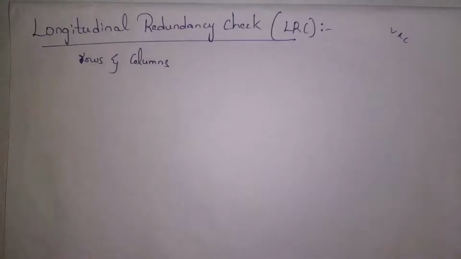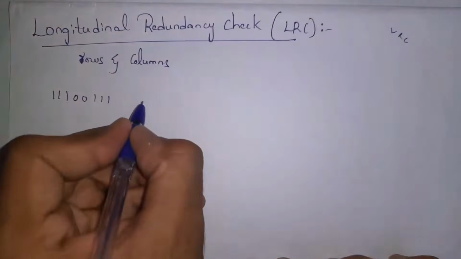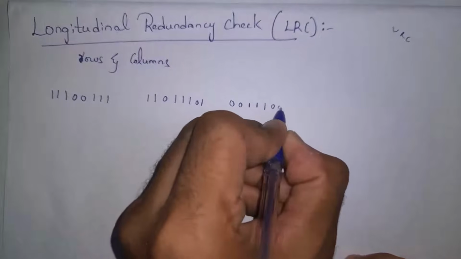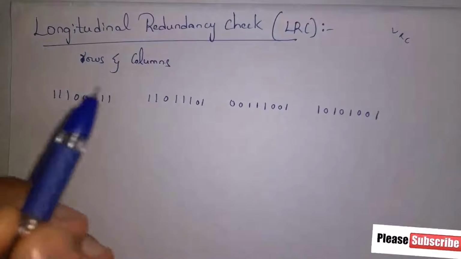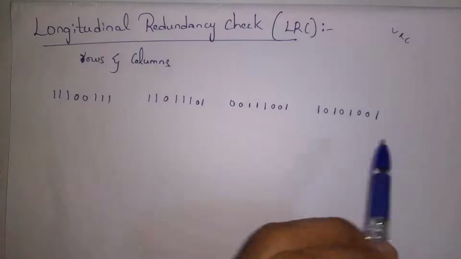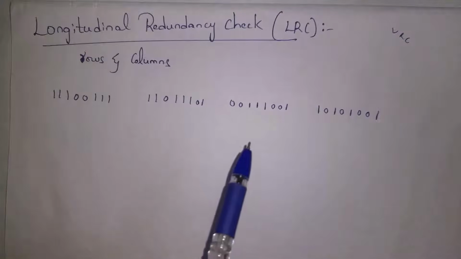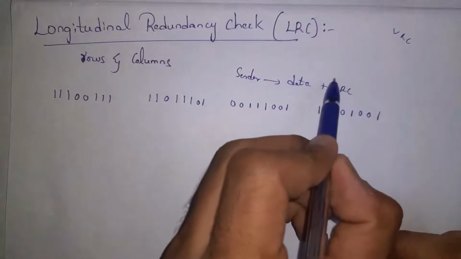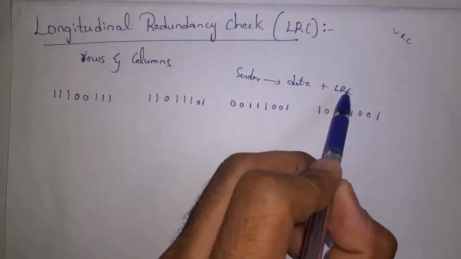Guys, for example, there are multiple blocks of data like 1110011 and similarly 1101101 and 001111001 and 1010101. These are various data blocks which sender want to send to receiver. Whenever sender want to transfer data to receiver, along with our data blocks, sender will add some extra bits to our data. We call that extra bits as LRC. So sender will send data and as well as LRC that are nothing but extra bits. Based on this LRC, receiver will identify whether data contains errors or not.